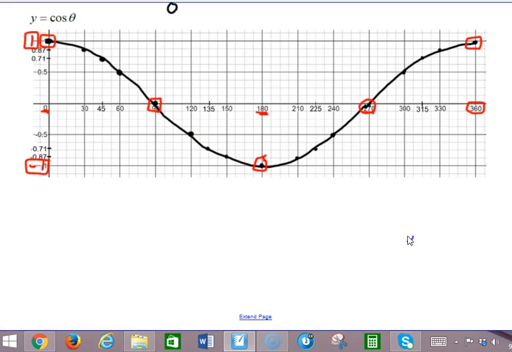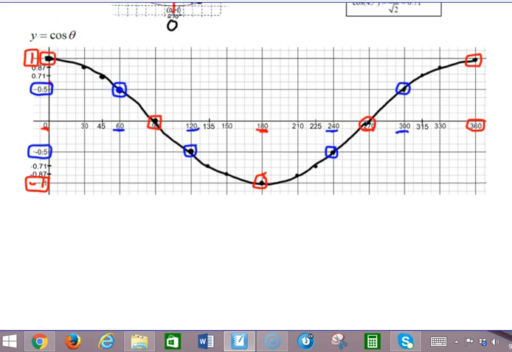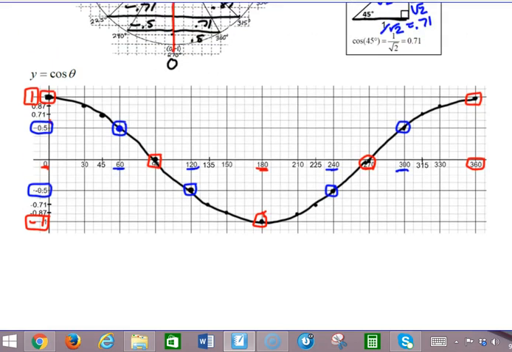Now the other place that's really nice is when we're at negative 0.5 or positive 0.5, and those are going to occur here, here, here, and here. Now notice these angles, 60, 120, 240, and 300. These are the 4 angles that all have 60 as their reference angle. So cosine of theta is equal to positive or negative 1/2 at all angles with a 60-degree reference angle.